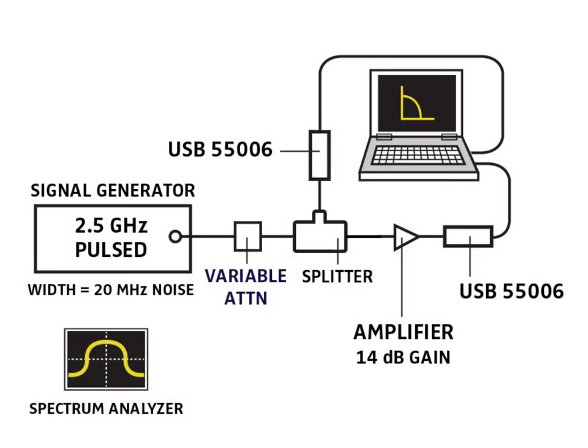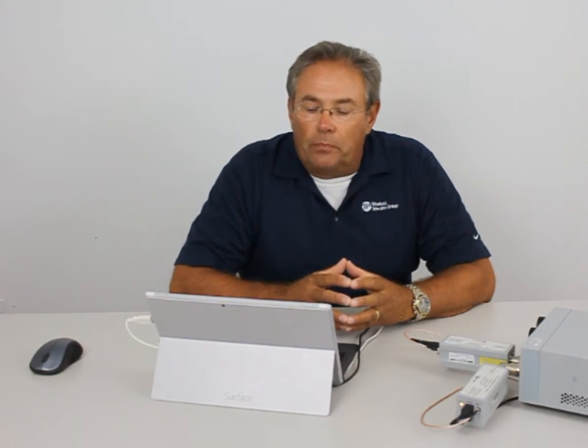Today, I'm going to be using a demo aid that is a 14 dB amplifier at 2.5 gigahertz center frequency, and we're injecting noise onto the signal of this pulse. What we're going to demonstrate then is how we can look at gain and compression.